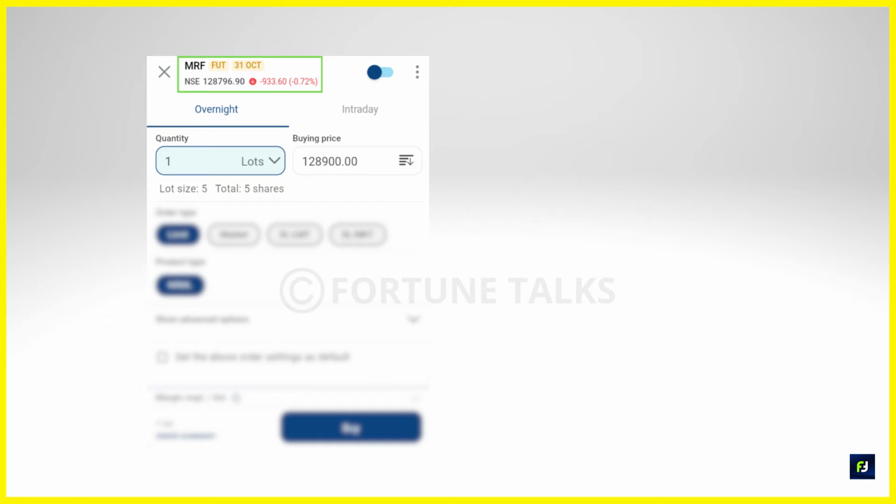Just take a look at this screenshot of MRF futures trading close to 1.3 lakhs. It has a lot size of just 5 shares. I hope you have understood my point.